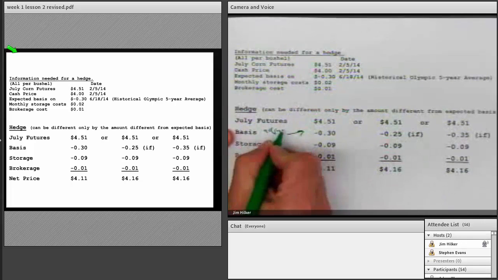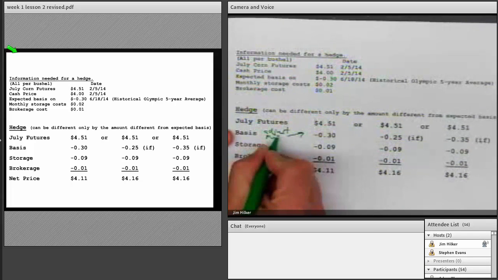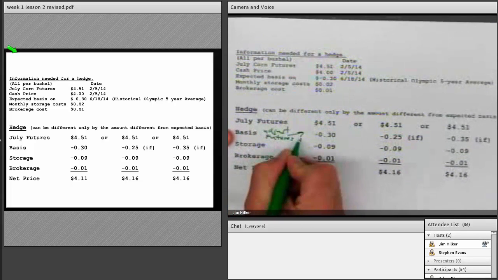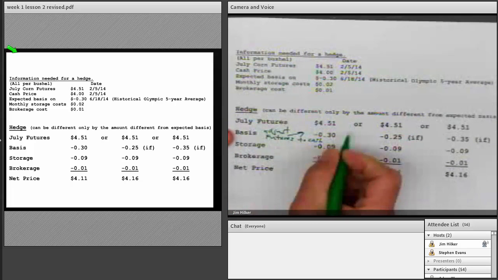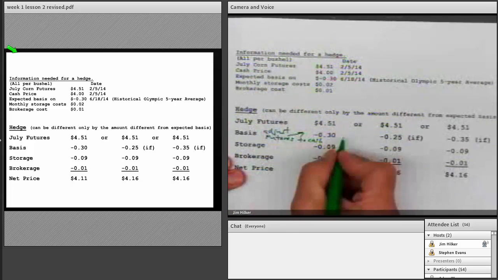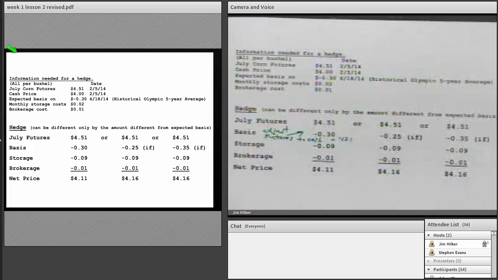If this was a 5 cent difference, adjusting this is a 5 cent difference, futures and the net is 5 cents different. So let's do this one. Take 30 cents off of that, and let's say this equals 421. This was our expected hedge. This was our expected net.